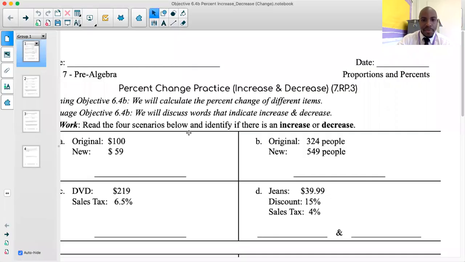If you're joining me on Google Classroom, click on the link that takes you directly to the worksheet. If you have the packet in front of you, look along with me as we dive into 6.4b.